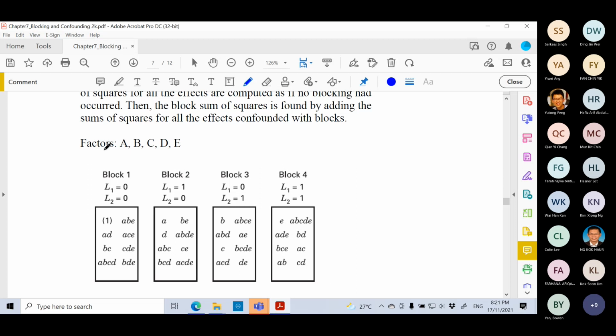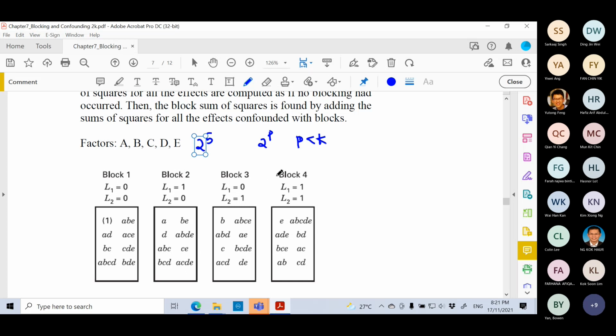We have 5 factors here. We have a 2 power of 5 design. They consist of 5 factors, and each factor consists of 2 levels. So we can form 2 power of p blocks, where p must be less than k. Because k is equal to 5, you can form p equal to 1, which is 2 blocks. You can form p equal to 2, which is 4 blocks. So this is an example for the 4 blocks.